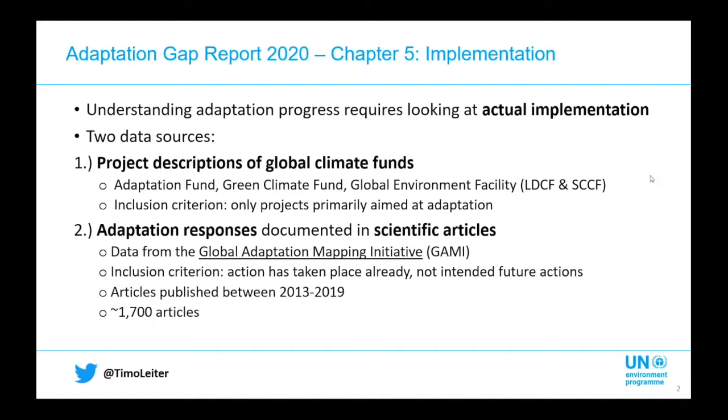And as a second data source, we have made use of data from the Global Adaptation Mapping Initiative, which is a large research collaborative with more than 100 researchers, which has scanned last year the entire literature base on articles that describe adaptation actions which have already taken place. In articles published between 2013 and 2019, they identified almost 1,700 articles. So these two data sources combined form the basis for the implementation chapter. And I'm going to present you some of the key findings in the next slides.